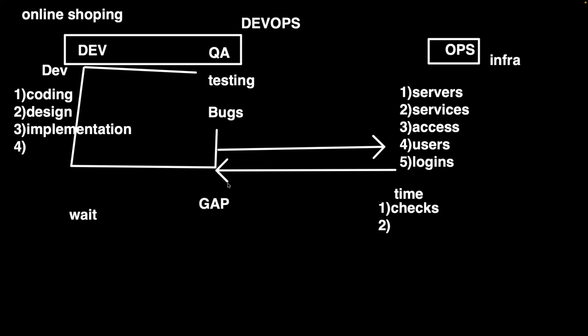Also, another major reason for this gap, this misunderstanding, is that their skill set, their core competencies, are different. Developers' skill set is different from the skill set of the ops team. Also, there is no proper communication, no proper collaboration. Hence, there is a gap between these teams. So how do we overcome this gap between these teams and bring these two teams together?